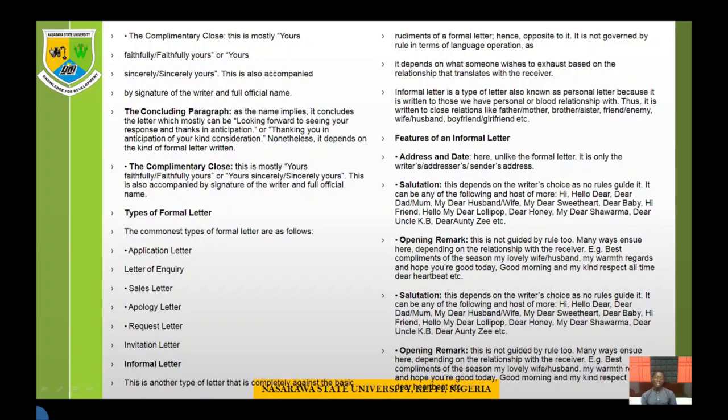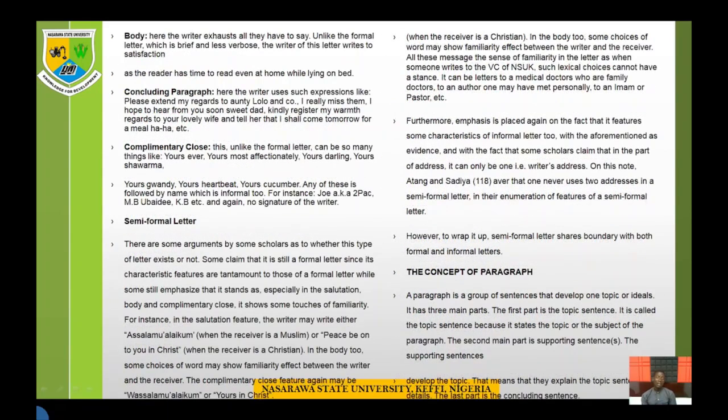Salutation, in this we say depends on what you are dealing with and who is the receiver of the letter, and that also dictates the choice of words in the opening remark and even the body of the letter. In the body, the writer exhausts all they have to say. You can write in 10 pages because the reader has enough time to read them.